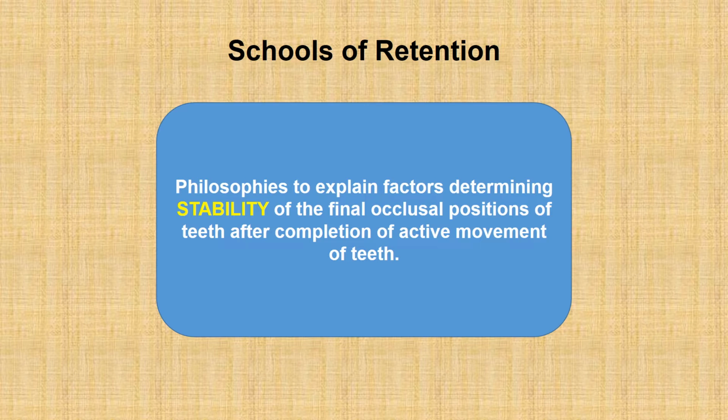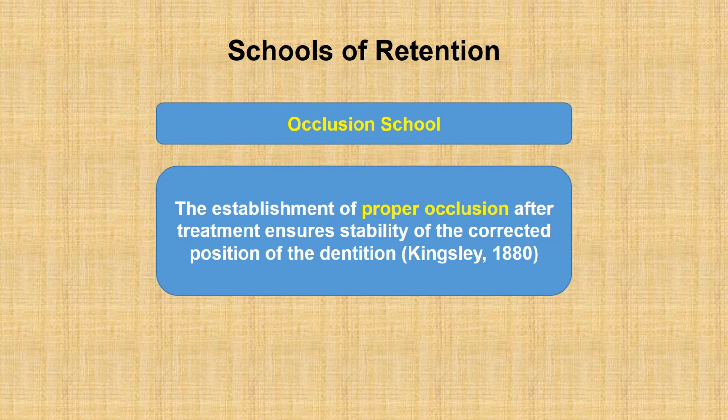Now, there are various schools of retention, and these schools explain philosophies that explain factors that determine the stability of the final occlusal positions of the teeth after completion of active movement of teeth. The first school of retention is the occlusion school, which says that there must be a proper occlusion established after treatment to ensure that the corrected position of the dentition is stable.